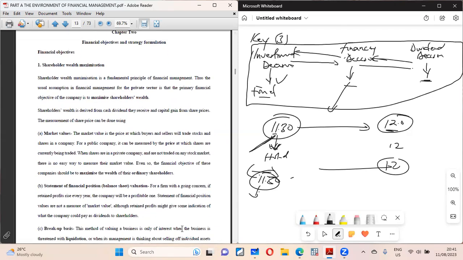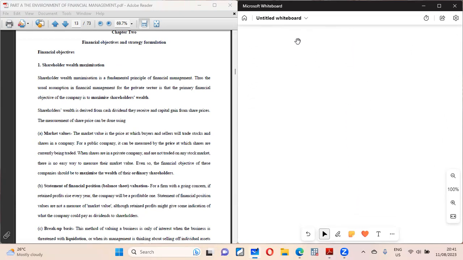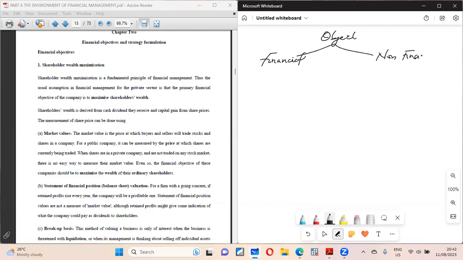We'll move on to the financial objectives of financial management. What are the objectives of financial management? We will group them into two. We will have the financial objectives, and we will have the non-financial objectives. The very first financial objective is what we have discussed, shareholder wealth maximization. That is the very first one. Any idea what the second one will be financially?